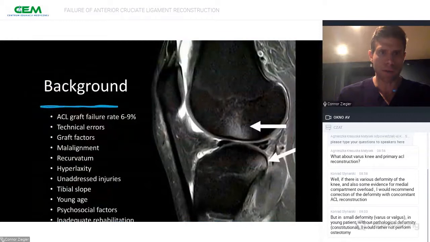So just some background. We know there are many risk factors for ACL graft failure. In the literature, the graft failure rate after primary ACL reconstruction ranges from 6 to 9%. This can be due to technical errors, graft factors, malalignment as we discussed, recurvatum deformity, knee hyperlaxity or global hyperlaxity, unaddressed injuries at the time of the primary ACL reconstruction, tibial slope, particularly posterior tibial slope, the age of the patient at the time of their ACL tear. Certainly psychosocial factors are influential as well, and then inadequate rehabilitation.